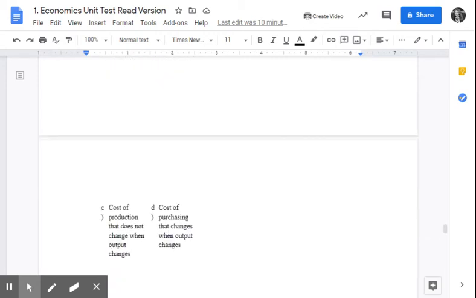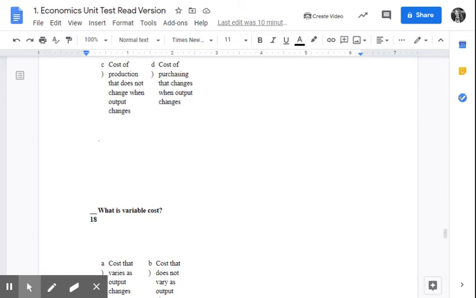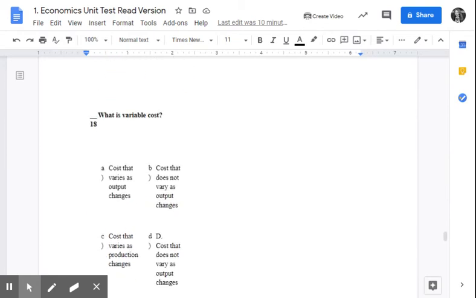I feel like B and C are again the same answer. I did not make this test. 18, what is a variable cost? A, cost that varies as output changes. B, cost that does not vary as output changes. C, again, like A, cost that varies as production changes. Oh no, production changes, different. D, cost that does not vary as output changes.